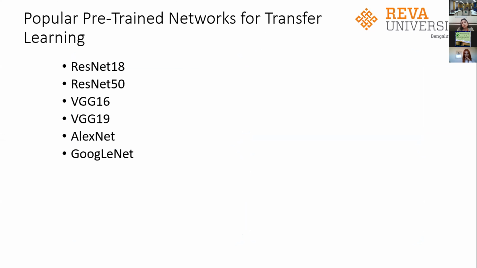So these are a few popular pre-trained models available to us for tasks of image classification as well as object detection. ResNet is very popular these days, both ResNet 18 and ResNet 50. Then VGG also is quite popular for the tasks of object detection. We have AlexNet, and of course there's GoogleNet from Google.